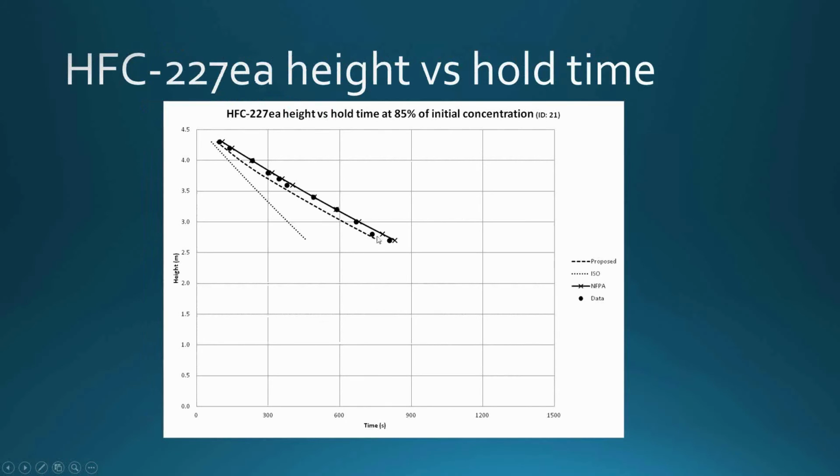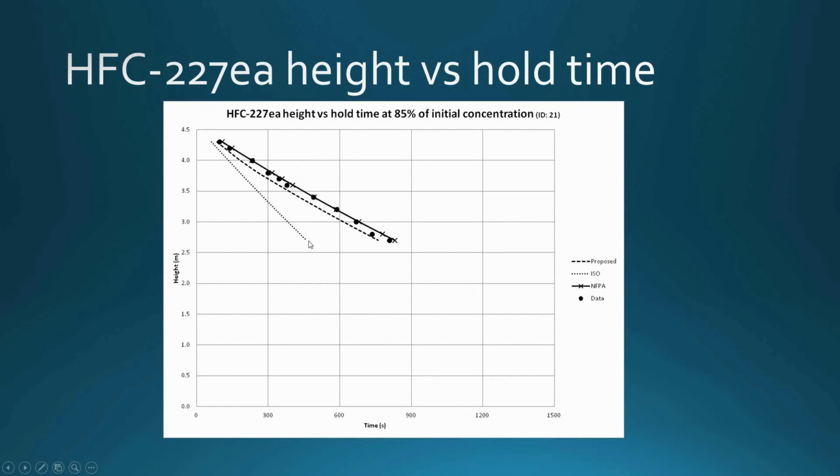This is FM200, and here FM200, the NFPA curves and the data are almost coincident. They're almost right on top of each other, again because of the cooling, and the ISO is again very conservative. Our proposed values are a little bit conservative, but not anywhere near as much as the existing ISO formulas are.